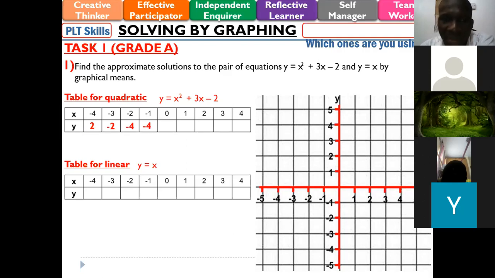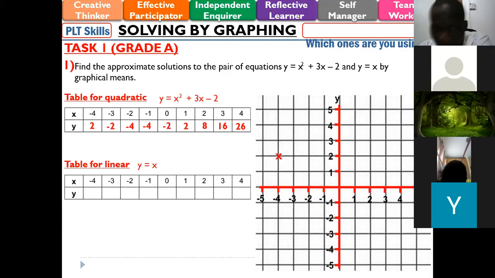When x is 0, the corresponding value is -2. When x is 1, y is 2. When x is 2, y is 8. And when x is 3, y is 16. When x is 4, y is 26. Okay. And that is what we plot on the graph sheet.